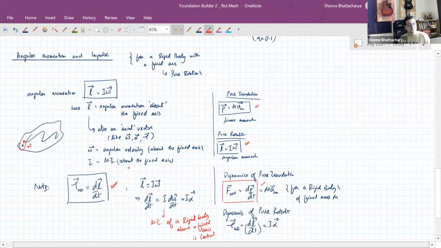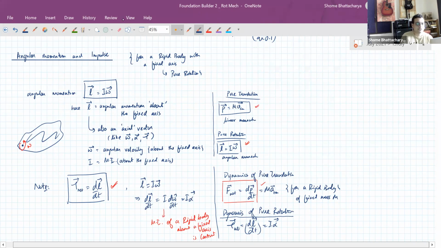Okay. So this is how we describe angular momentum of a rigid body about a fixed axis, and that is the relationship of angular momentum with respect to the net torque. That net torque is equal to rate of change of angular momentum. That's the dynamics of pure rotation. Just like the dynamics of pure translation was that net force was equal to rate of change of linear momentum.